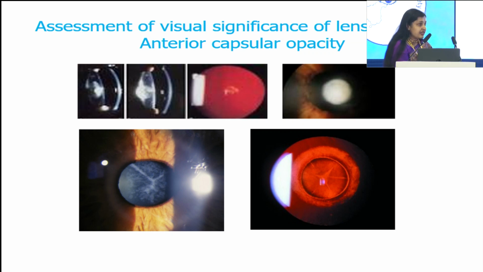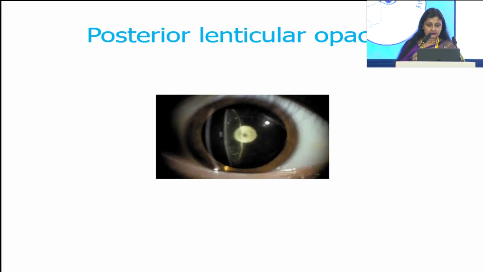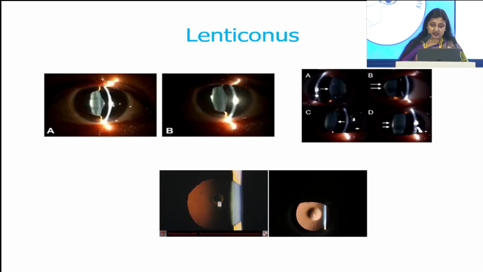Now, this is a case of posterior sutural cataract, which is seen in Nance-Horan syndrome. Usually female carriers have this kind of cataract, but when you are doing retinoscopy, if in a lot of area you are getting a red reflex and it is not hampering the visual axis, then you need not go for the surgery. This is a posterior lenticular opacity, which requires surgery.